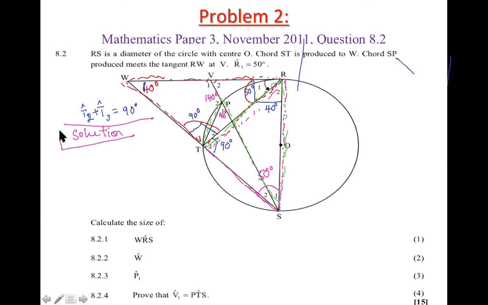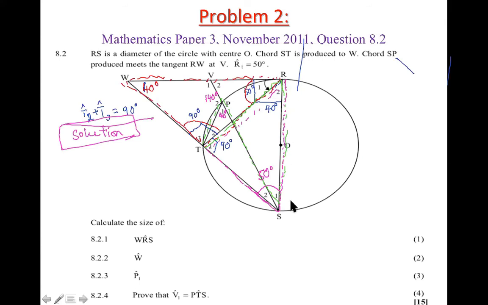I'm glad you guys are with me here. This is my solution box. Okay, let's start with this question. This question says, find angle SRW. Okay, find angle SRW, or WRS, sorry. So, WRS, where is WRS? This is W. This is R.